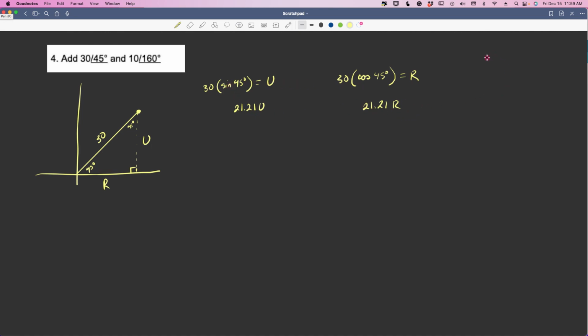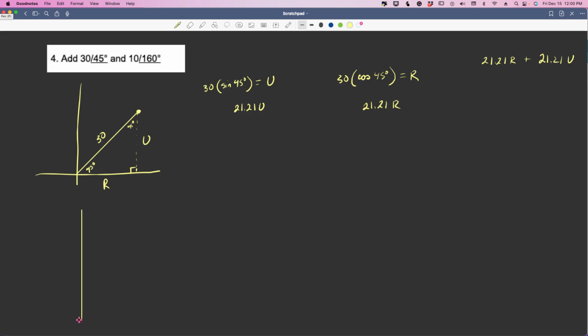So when we put those together, we have the r comes first because it is the x measurement, or the x point, I guess is a better word. And then we do the r, 21.21 u. Okay, so that's the x and the y, and x always comes first. So now let's do 10, 160. So we have to figure out where 10, 160 lives.